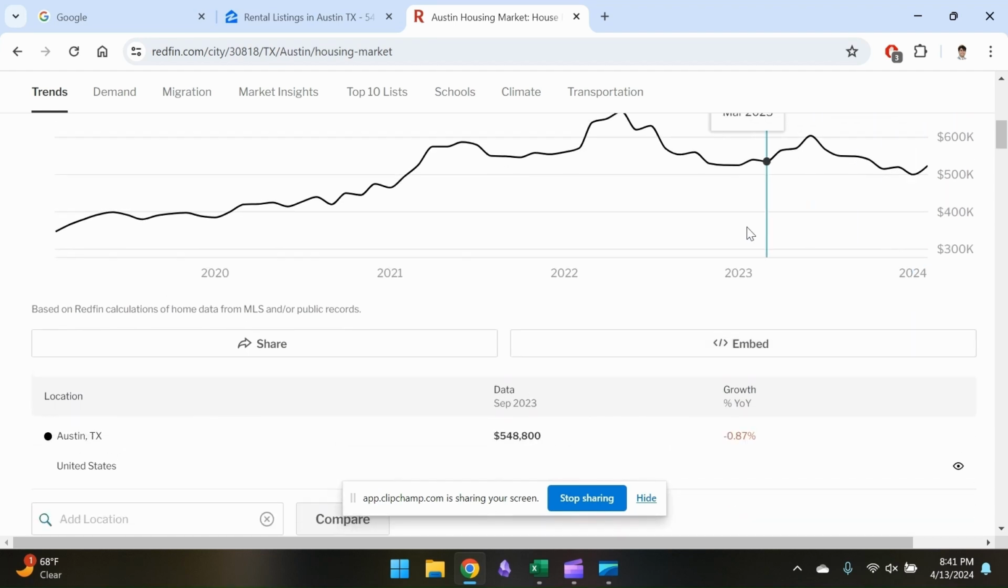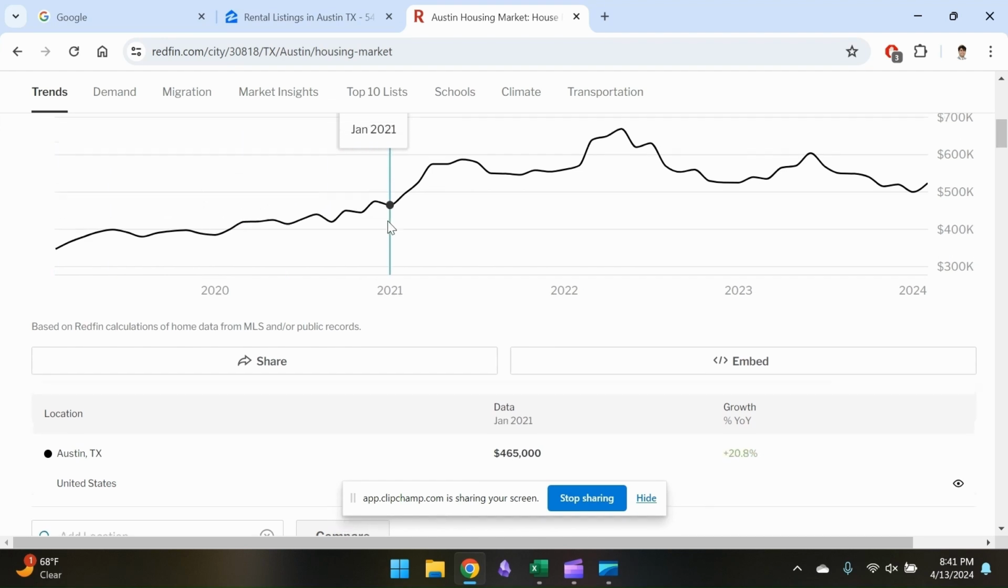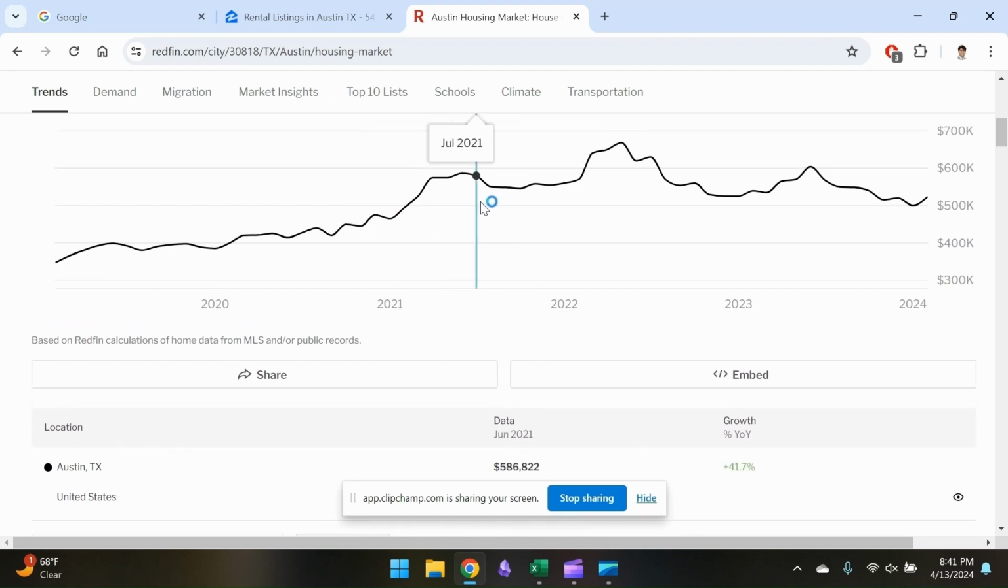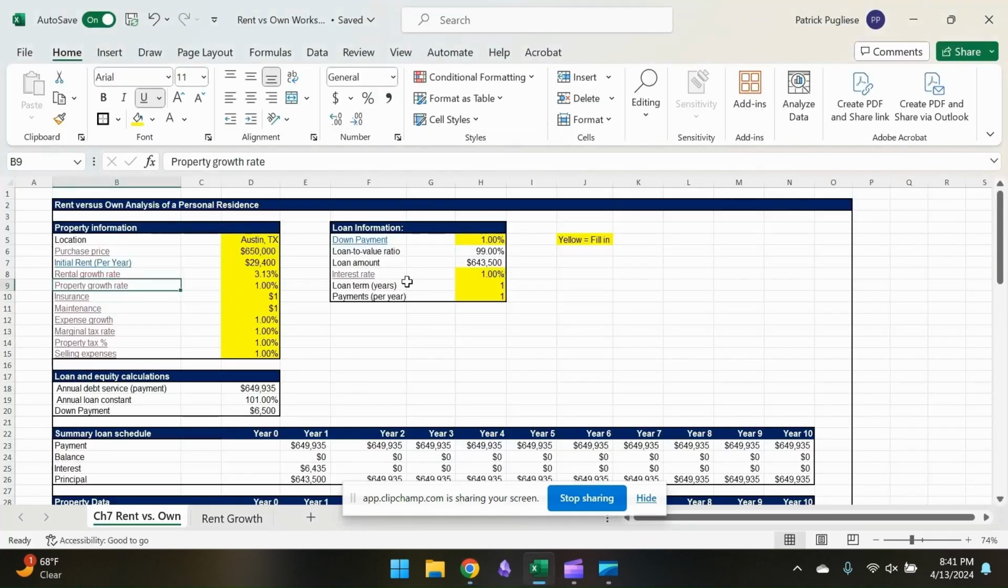Minus 5%, minus 6%, plus 20%, plus 20%, plus 12%, 9%. So it looks like there was a big spike here in 21, 22, which is what we saw in the rent too, but it's somewhat steady and decreasing. Let's say it goes up on average maybe 2 or 3% a year. So let's keep it close to the rental growth rate and just say it's about 3% increase per year.